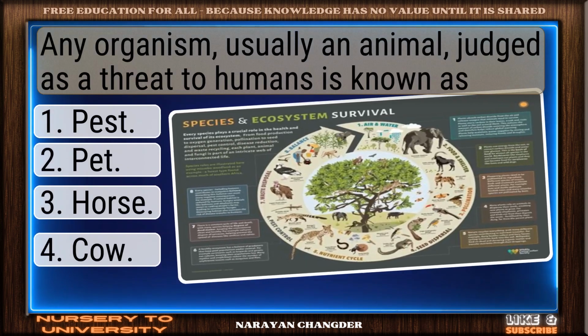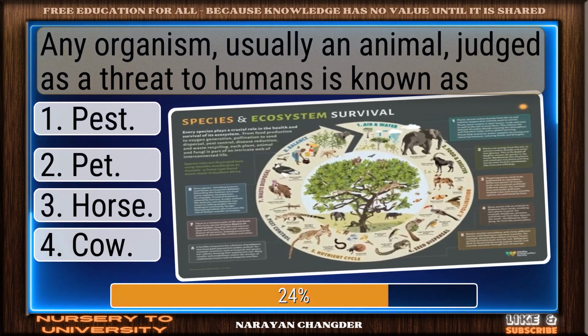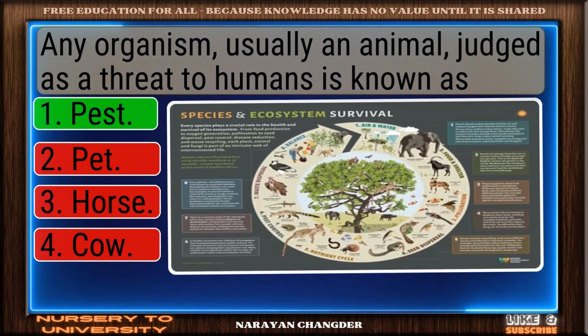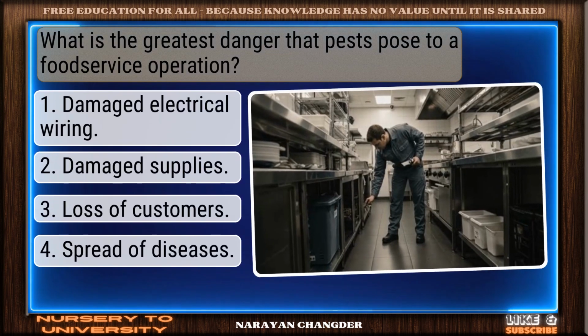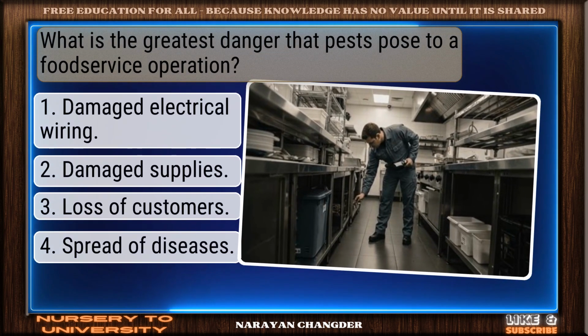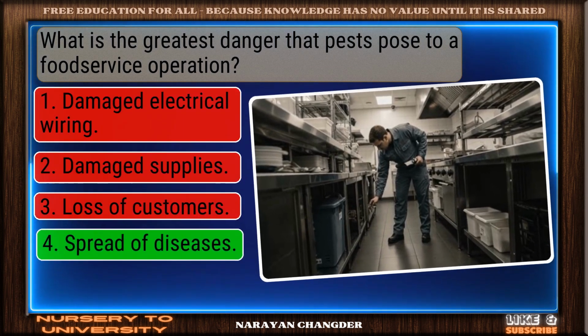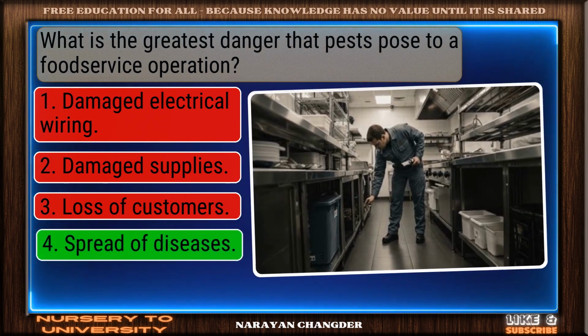Any organism, usually an animal, judged as a threat to humans is known as. Excellent choice. Pest is the right answer. What is the greatest danger that pests pose to a food service operation? Good thinking. Spread of diseases is the right answer.